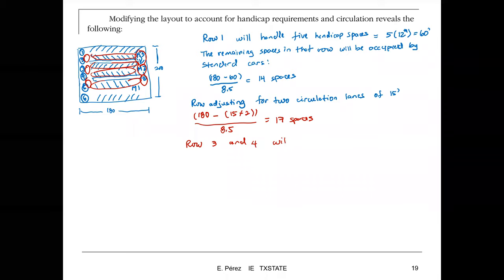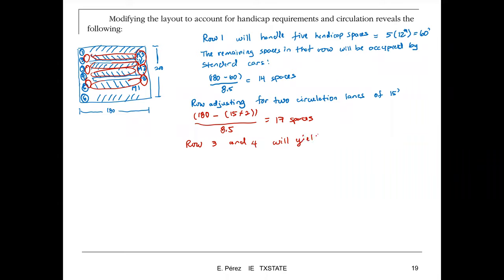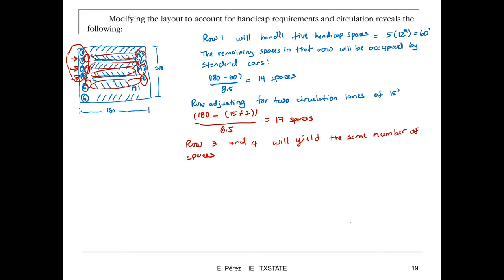Rows 3 and 4 will yield the same number of spaces, because we call this one 2, this one 3, and this one 4. These first four modules are for standard cars. This module right here is for compact cars. So that's why rows 3 and 4 will yield the same number of spaces, because those rows are for standard cars. Now row 5 is for compact.